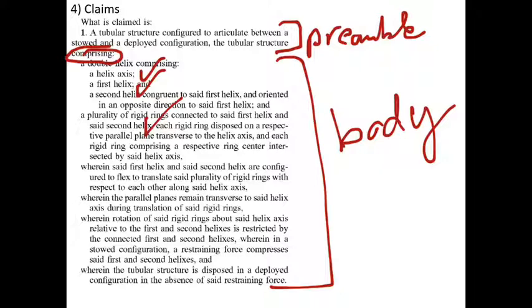which follows the transition. In the body, you will find the elements or the parts of your invention. A helix axis, a second helix axis, a plurality of rigid rings. And then following those parts, or maybe even within the parts, you will find the relationship between these different parts and how these parts function together. So a preamble, the transition, and then the body of the claim, which lists the elements or parts of the invention and how those elements relate to each other to do the thing that it's supposed to do. So this is claim number 1, and we say that this type of claim is an independent claim. It stands all by itself. It doesn't reference anybody else.